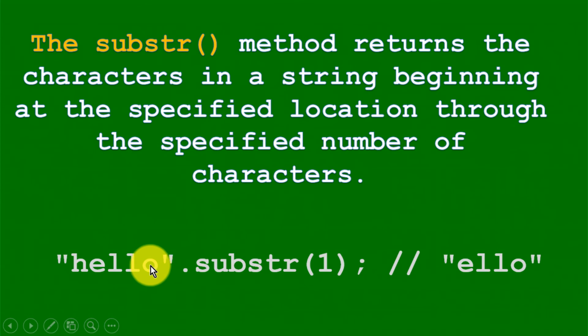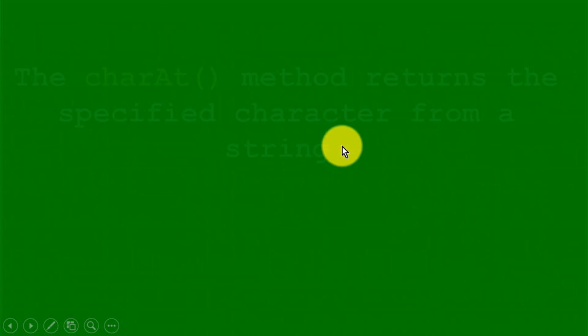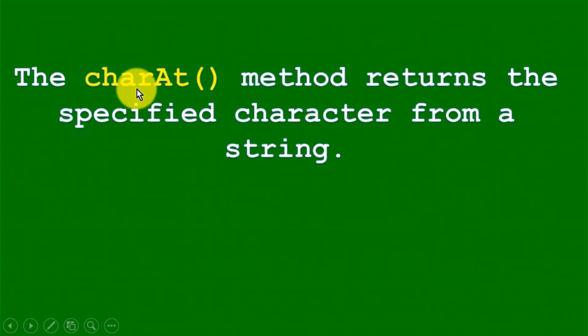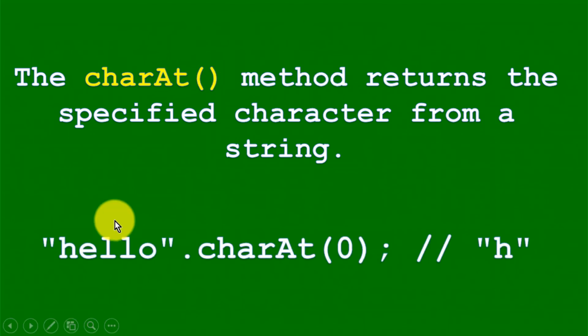For instance, with hello, if you apply this method, it will return the characters starting from the character which is at index 1. That is from E, as you can see here, it is E, L, L, O. The charAt method returns the specified character from a string. For instance, if you use hello, then you apply this method and the index here is 0, then it will return the character which is at index 0.